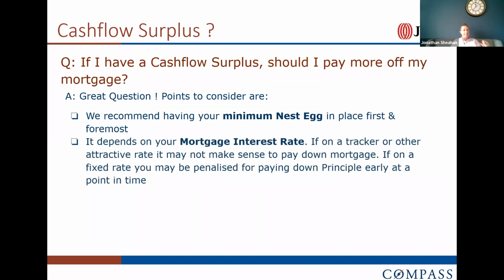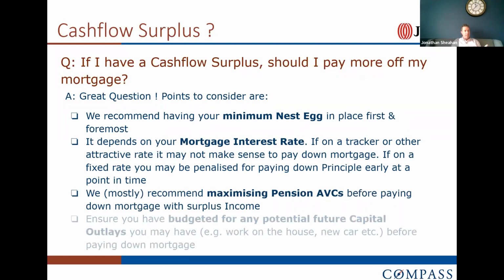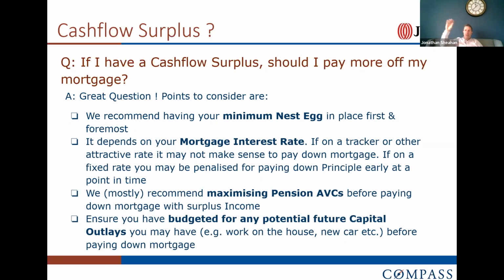You could then accelerate your mortgage repayments, depending on your interest rate, if you have a mortgage. I would always say, if you have surplus and you have your nest egg sorted, you should look at AVCs, so maximize your AVCs. We'll talk all about that next week. And also, okay, you have a rainy day fund, but you might also say, we have always said we want to get the kitchen done in the house, and that's going to cost X, and we want to get a new car, or whatever it might be. So it could also be worth setting money aside for a future capital outlay that's not necessarily a rainy day fund.